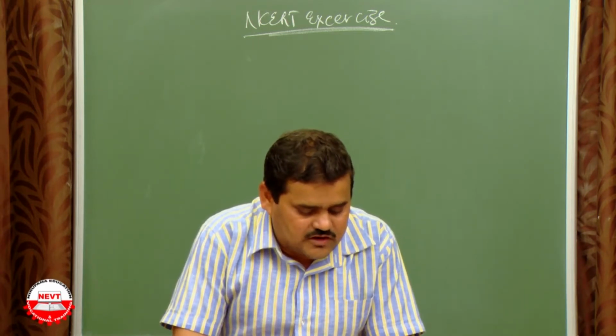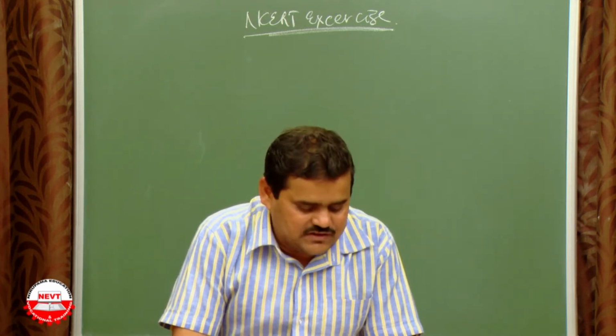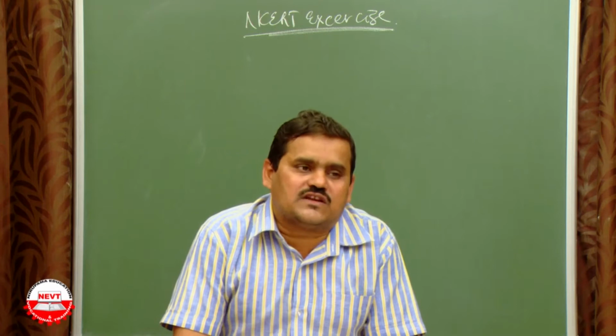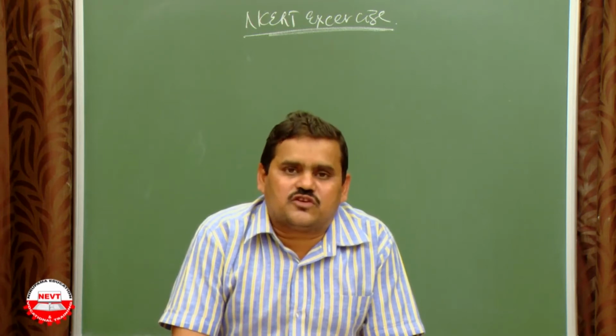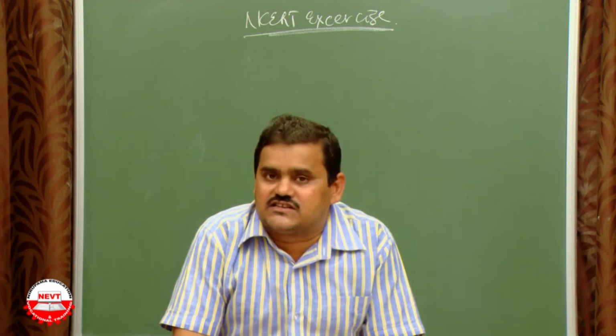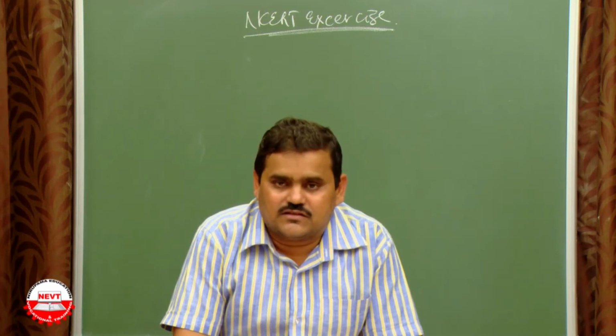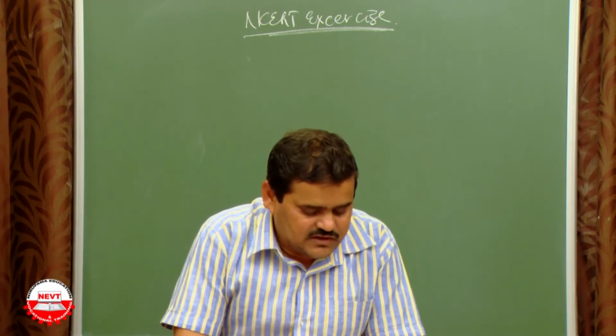Number 2. Convert the following temperature into the Kelvin scale. 25 degrees Celsius. That means 25 degrees Celsius plus 273. That means 25 plus 273, that must be in Kelvin. 373 degrees Celsius. That means 273 plus 373. The answer. Okay?